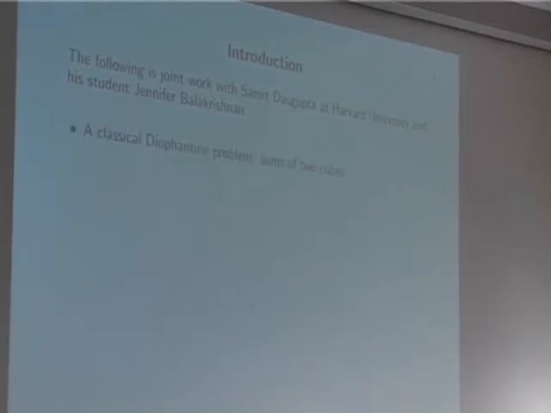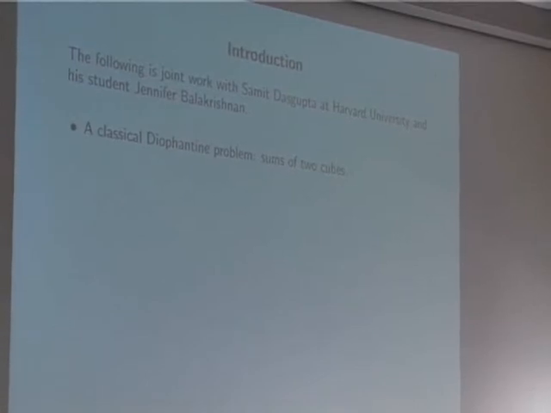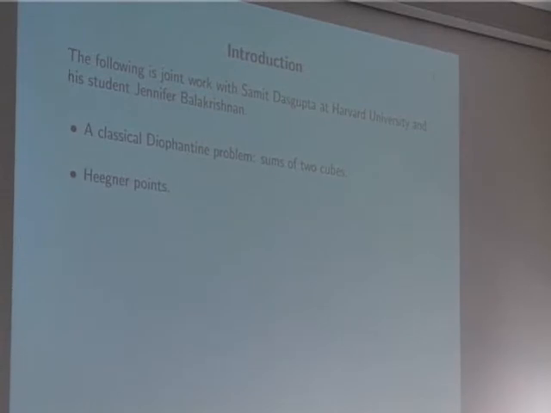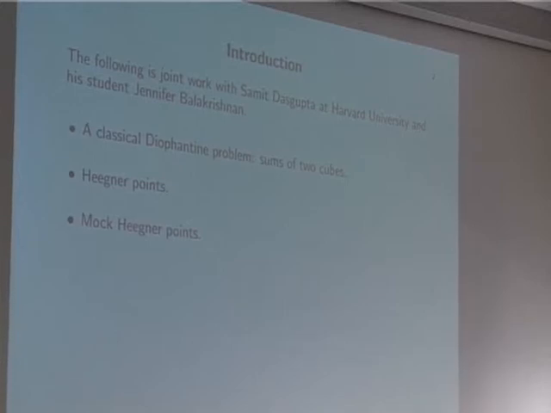So we're going to start out today by considering a very classical problem, namely sums of two rational cubes. And as a result of looking at that problem, we're going to try to solve it using various methods. The first method that we'll try is using Heegner points, as they were described by Henri this morning and also yesterday. That unfortunately won't work, and so we'll modify our approach a little bit, and we'll look at something called mock Heegner points.